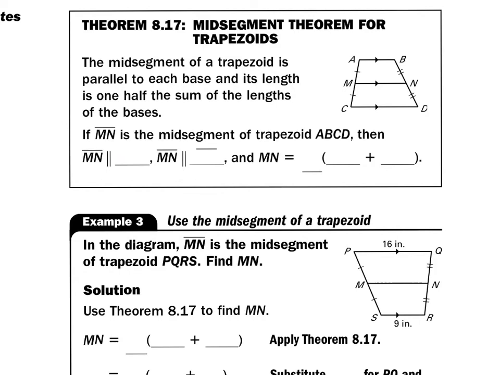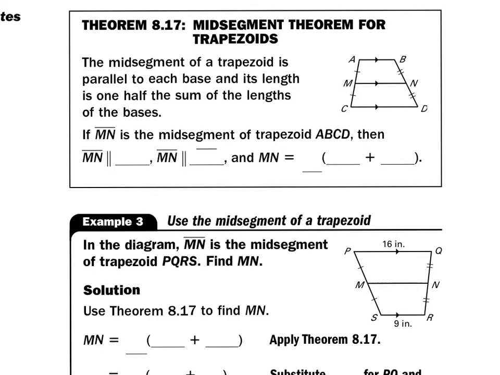Okay, theorem 8.17, midsegment theorem for trapezoids. The midsegment of a trapezoid is parallel to each base, and its length is 1/2 the sum of the lengths of the bases. Does that make sense to you? If you draw a line in the middle, its length is going to be in the middle between the two lengths.